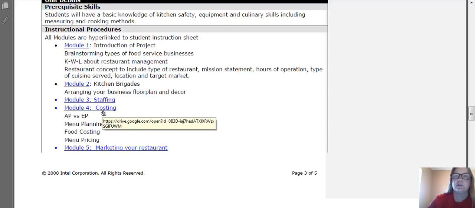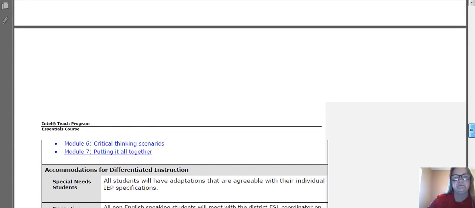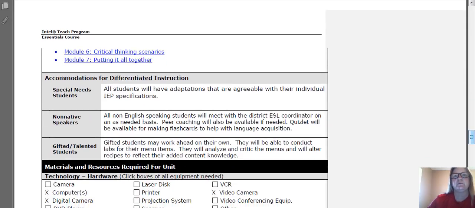They had to do their own costing, which means they had to figure out the price that the food cost them and then how much they were going to sell it for so they could make a profit and actually stay in business. Then they had to learn how to market their food service business. They would also receive some critical thinking scenarios, such as: you come in one day and your plumbing is all messed up. What do you do? So some real-life things that they had to work through. And then they put it all together in a presentation.